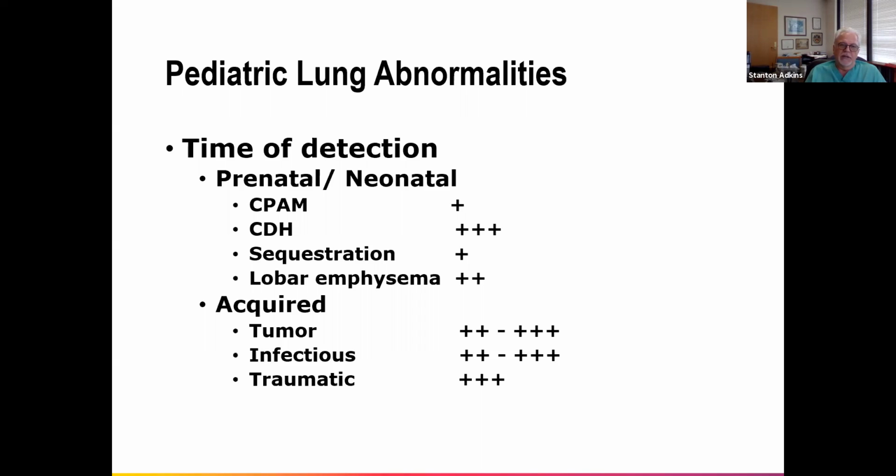And the time of detection for some of these is before birth. You can do ultrasounds that will find a congenital pulmonary airway malformation. You can find a diaphragmatic hernia. You can even see a sequestration. The lobar emphysema is a little bit harder to see before birth because the lung doesn't necessarily inflate.